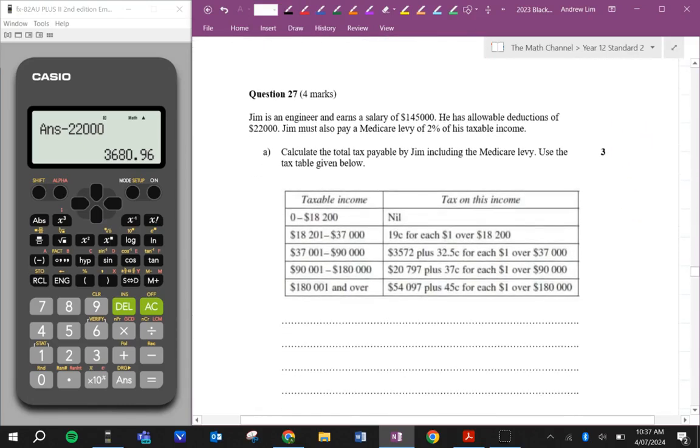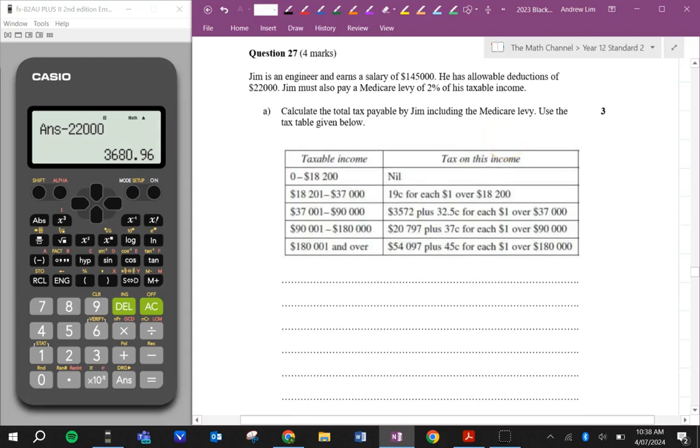Question 27. Jim is an engineer and earns a salary of $145,000. He has allowable deductions of $22,000. He must also pay a Medicare levy of 2% of his taxable income. Calculate the total tax payable including the Medicare levy. Use the tax table given below. So taxable income is equal to gross income minus allowable deductions. So he earns $145,000 but has $22,000 in allowable deductions, so that's $123,000.